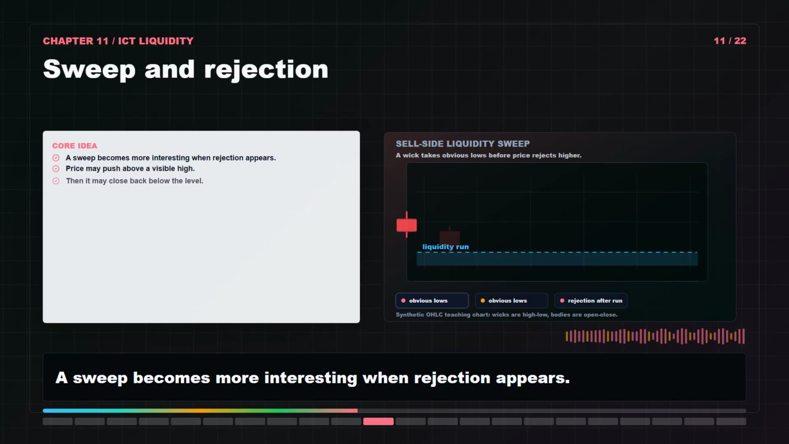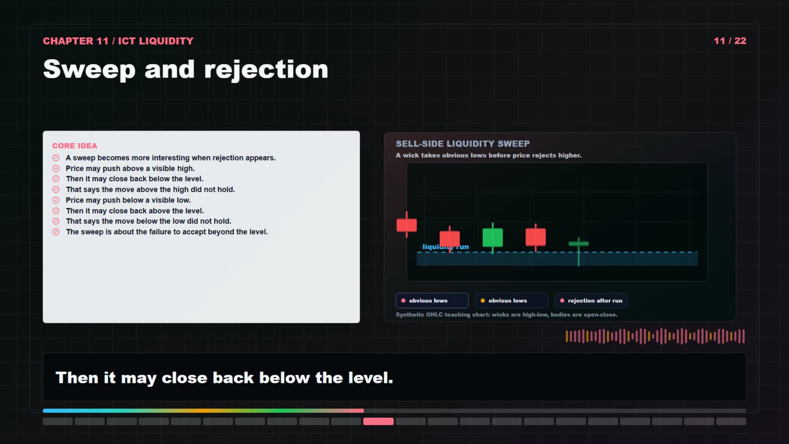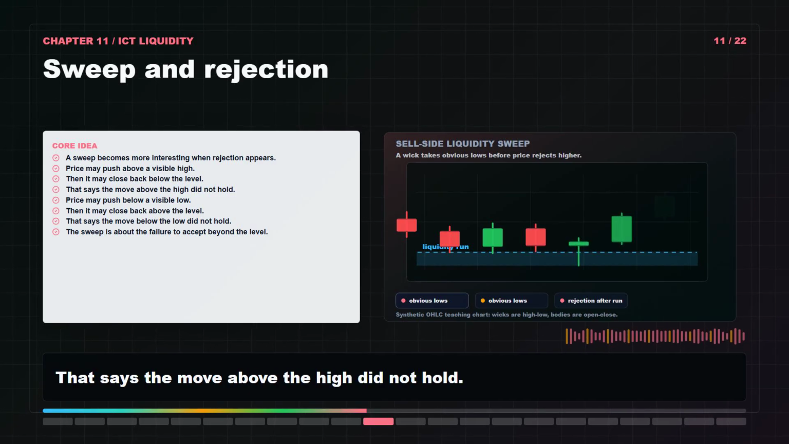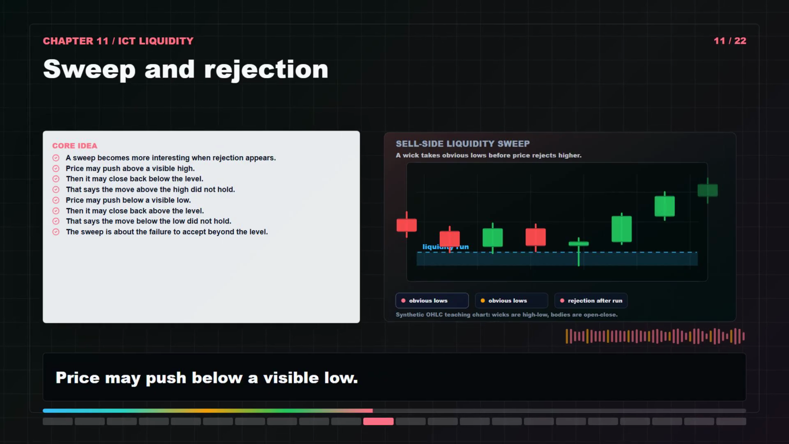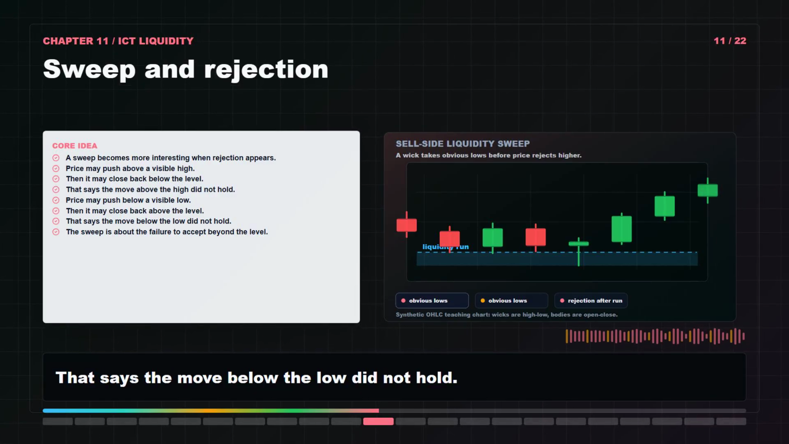A sweep becomes more interesting when rejection appears. Price may push above a visible high, then it may close back below the level. That says the move above the high did not hold. Price may push below a visible low, then it may close back above the level. That says the move below the low did not hold.